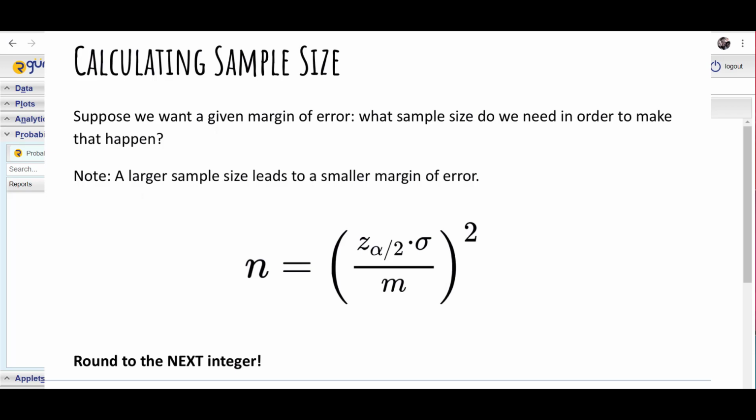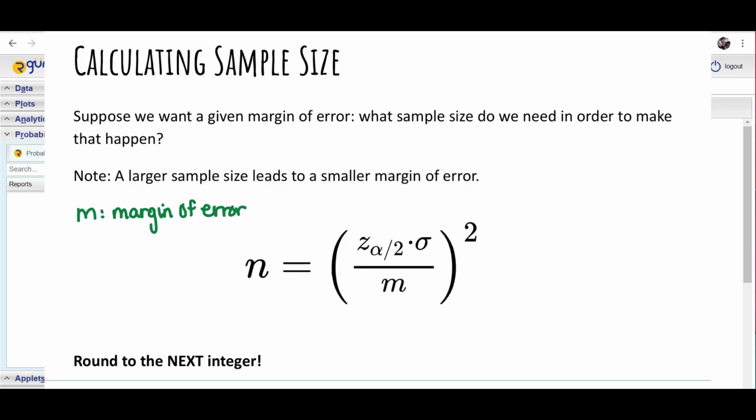So there's a formula for that. The formula is N, which will be sample size, is equal to the critical value based off of your confidence level times your sigma, which is the population standard deviation, divided by M. So M, guess what? M stands for margin of error. And then once you multiply and divide, you square it.